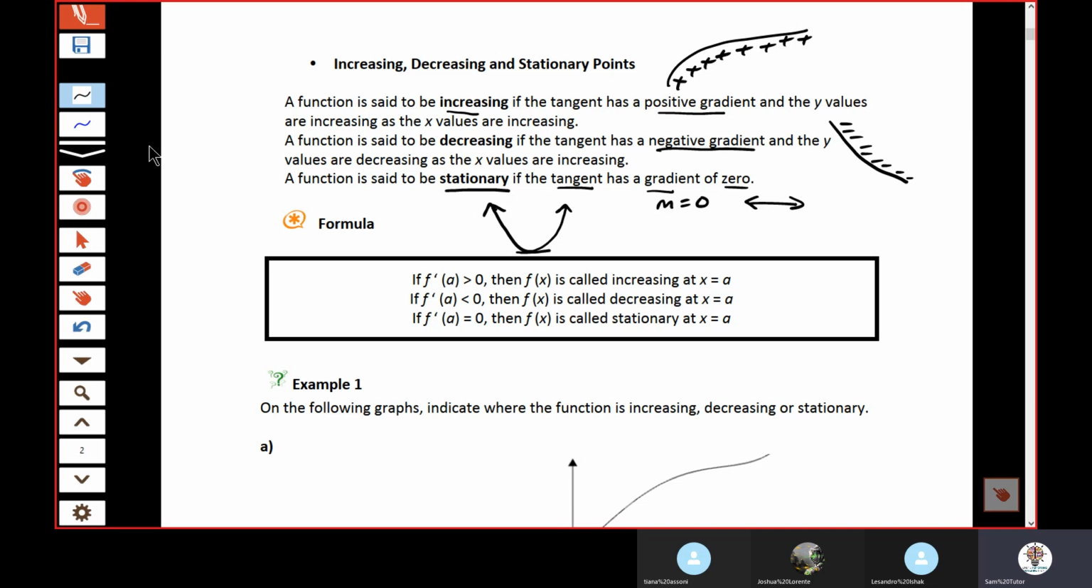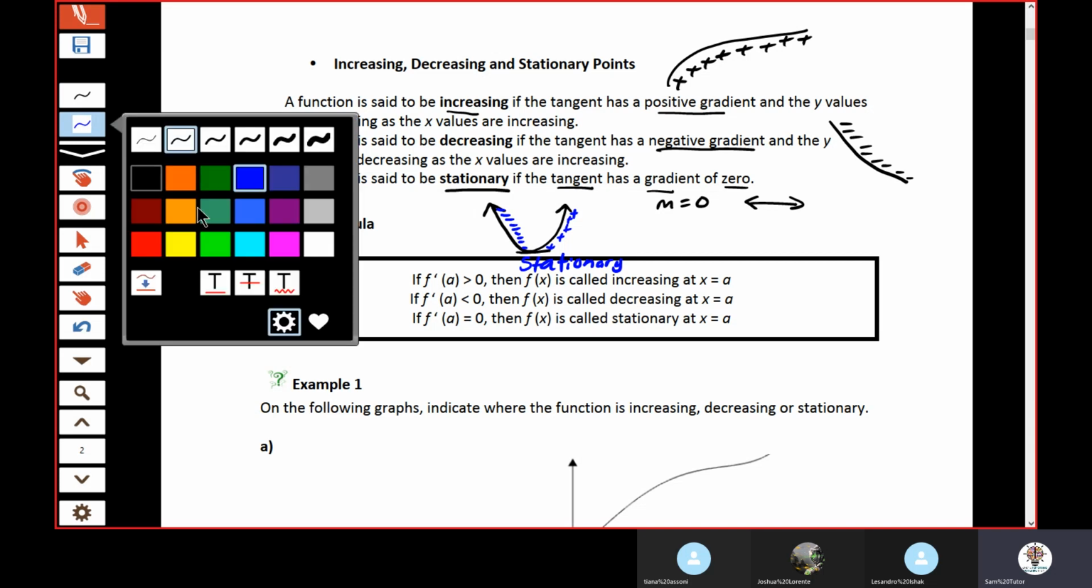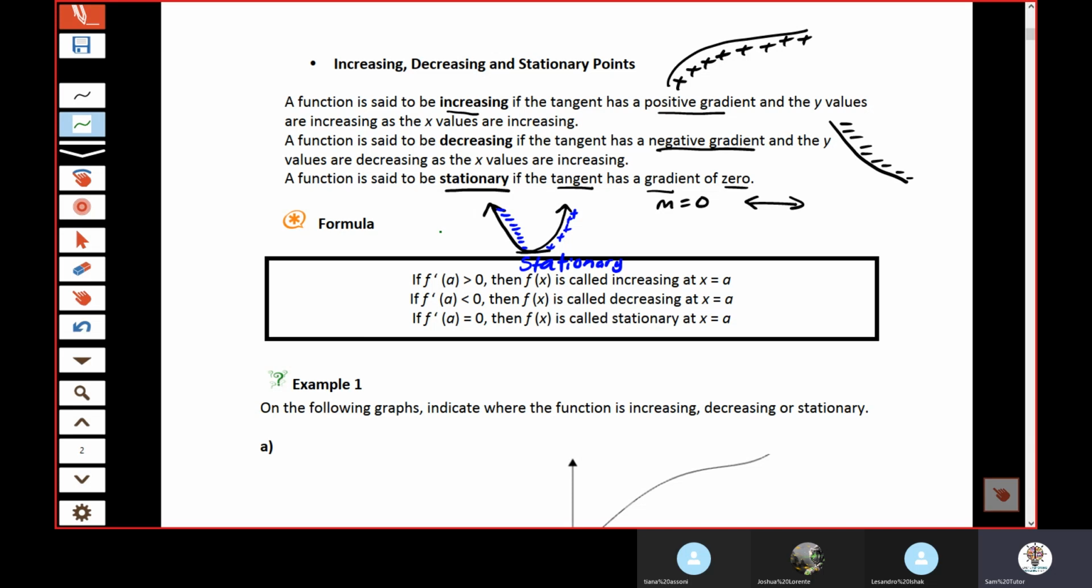So stationary, and again, you can see here that the slope is decreasing. Here, the slope is increasing. And what about here? It's stationary. It's not increasing nor decreasing. Sounds good? At this point, any questions?